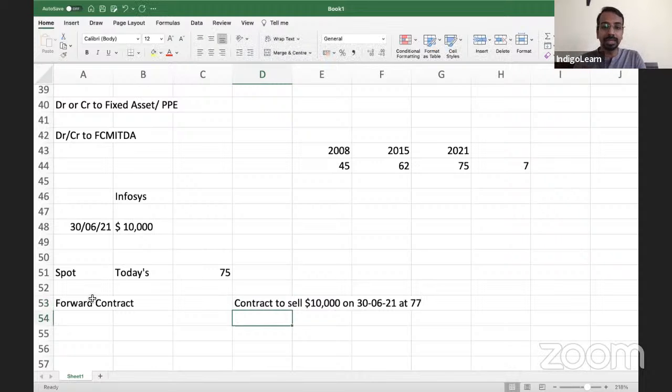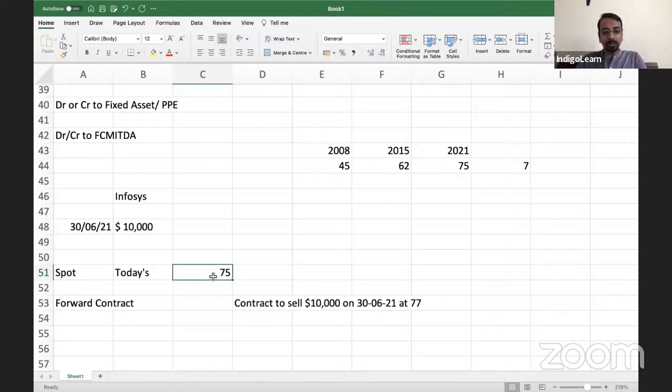The rate is 77. Now, what happened here? Understand this transaction very carefully. You'll be able to understand the forward premium and amortization related concept. Today we sold at 10,000. The rate is 75. After 6 months, when I receive $10,000, I do not know what will be the rate. So today itself, I go to a bank and say, boss, after 6 months, I'll be receiving $10,000. I am selling this $10,000 to you after 6 months. You agree for a rate. Bank says, okay, we will buy at 77.